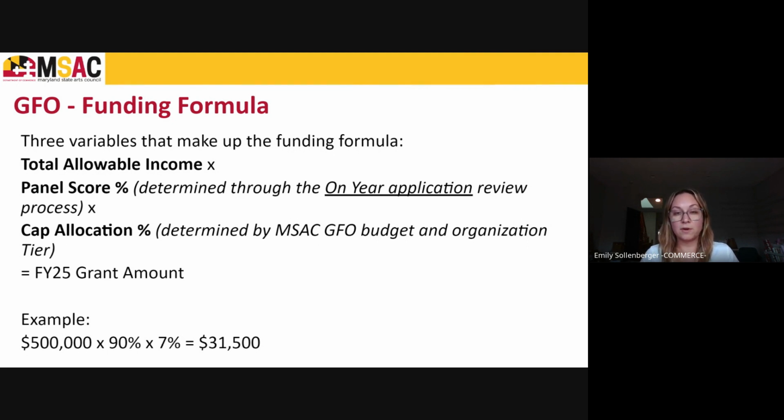And since you all are going through an off year, your panel score from your last completed on-year application carries forward during these off-year review periods. And then we multiply that by our cap allocation, which is determined by the State Arts Council's GFO budget allocation each year and your organization tier. And that gets us to the FY25 grant amount. So an example at the bottom of your screen is if you have $500,000 in allowable income, you get a 90% panel score, and say your cap allocation percentage is 7%, your grant award would look like $31,500.